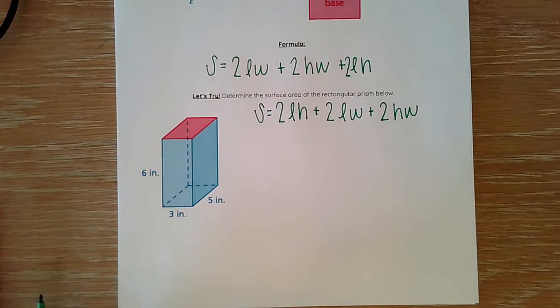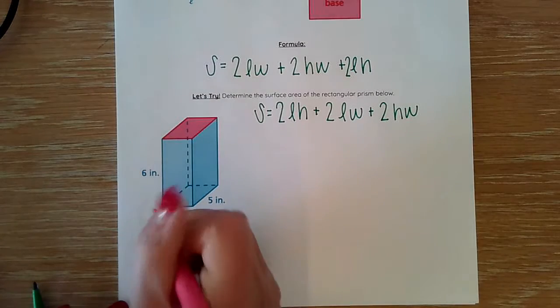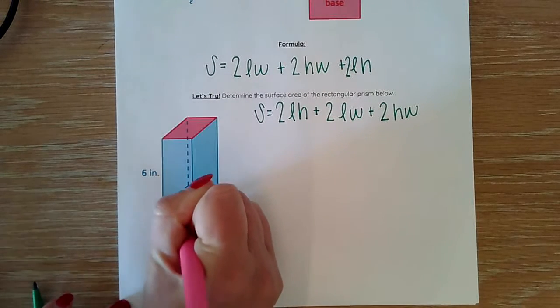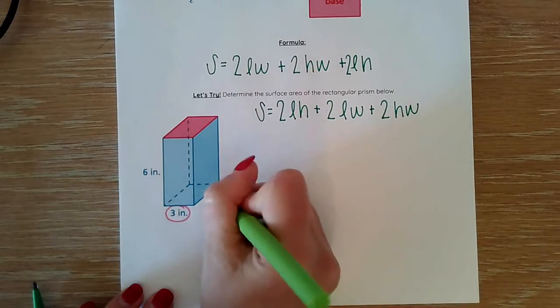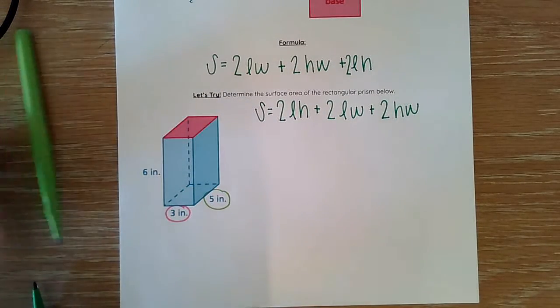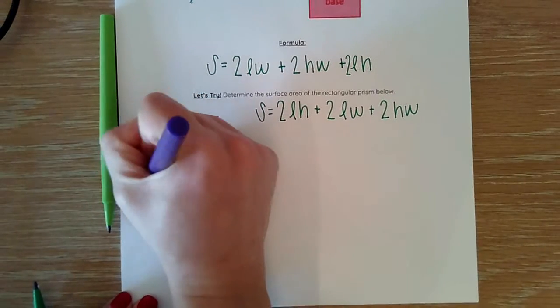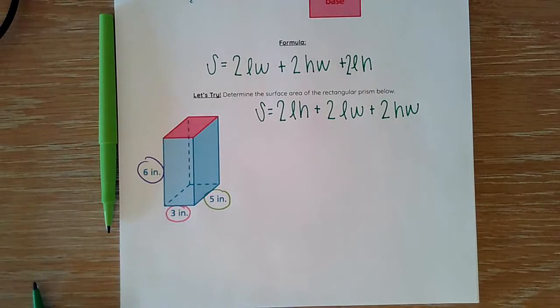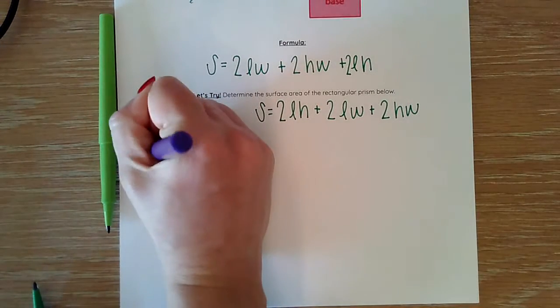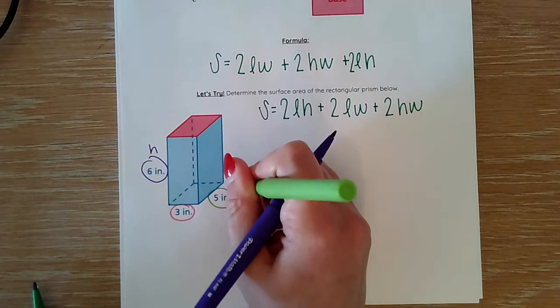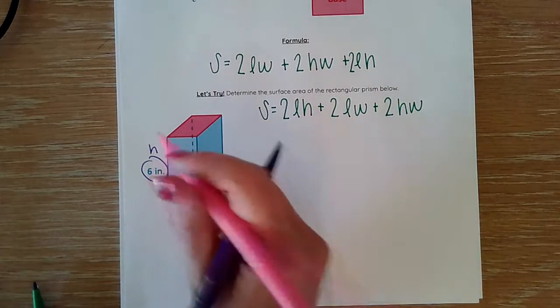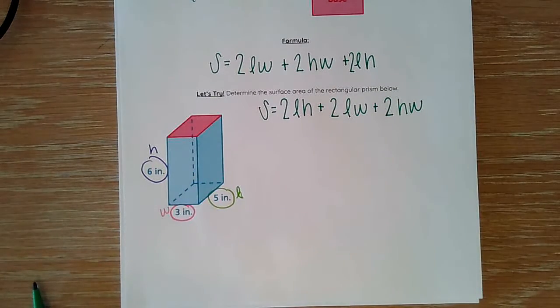Okay, so now let's call this my width, this my length, and I've got my height right here. Okay, so I like to label those to make sure I account for every part. All right, now we plug it into our formula.